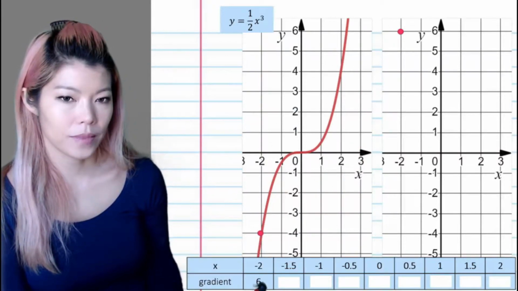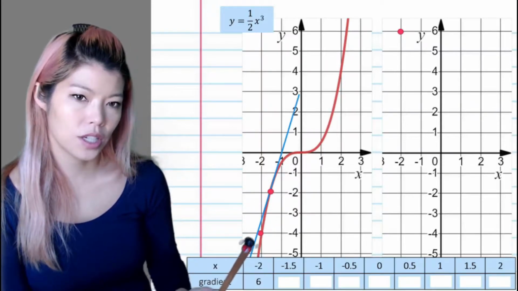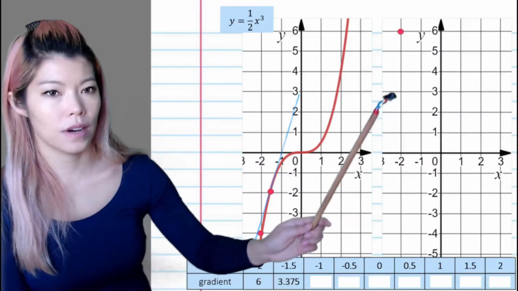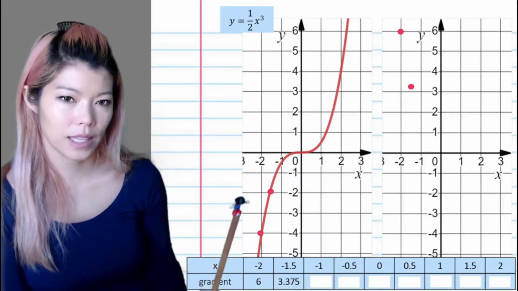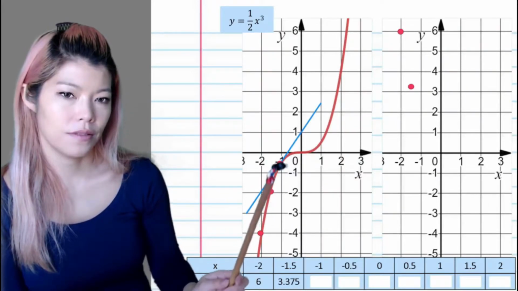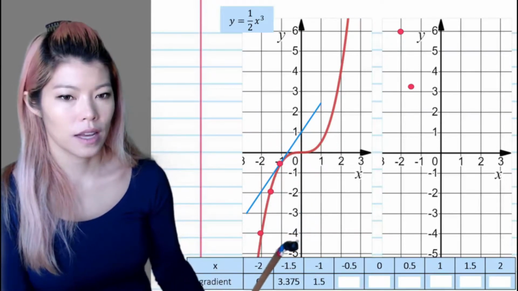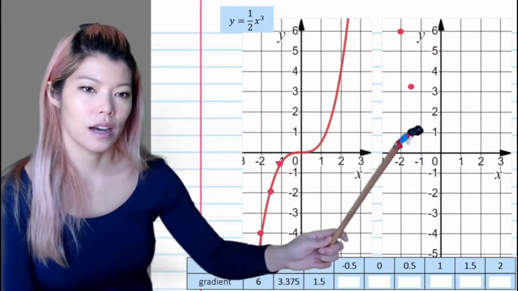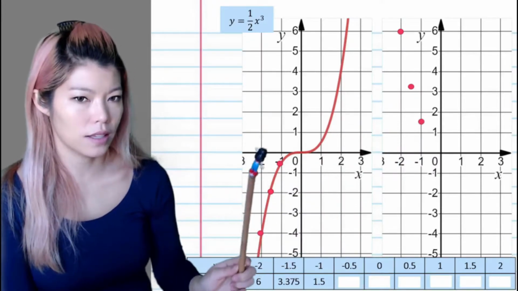So I figured that out. So at -1.5, what's the gradient there? I'm going to draw a tangent again, and I can see that rise over run, it is 3.375. So I'm going to put a dot there at -1.5. Then at -1, I'm going to draw a tangent again and figure out the gradient for that tangent is 1.5. Sorry, it's positive, not negative. So here I'm going to sketch at -1, I'm going to put a dot there. So these are the gradients of this graph.